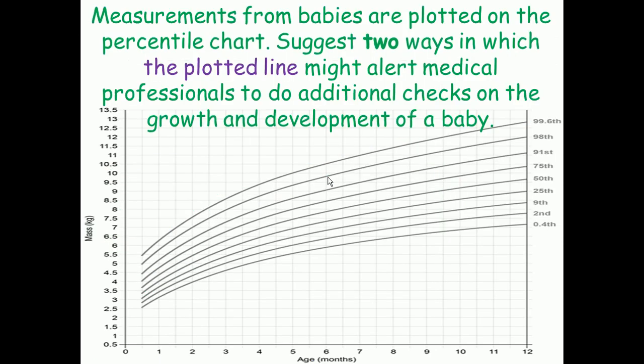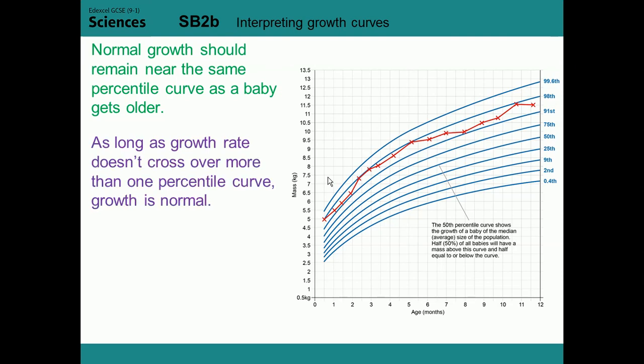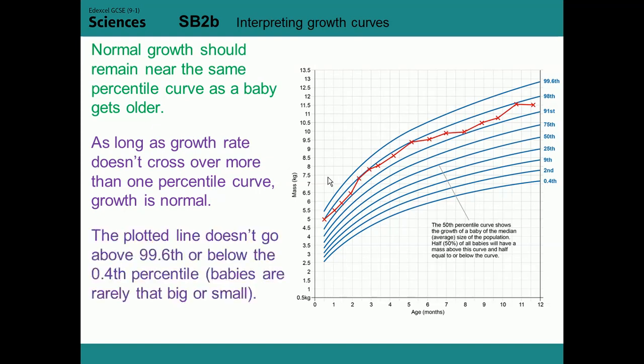Measurements from babies are plotted on a percentile chart, and there are two ways these plotted lines can suggest if the growth and development of a baby is normal. A normal growth should remain near or very close to the same percentile curve as the baby gets older. As long as the growth rate doesn't cross over more than one percentile curve, the growth is normal. Therefore, if the plotted chart crosses more than one percentile curve, this could indicate that the growth is not normal. Another indication might be that the plotted line goes above the 99.6 or below the 0.4 percentile curve.